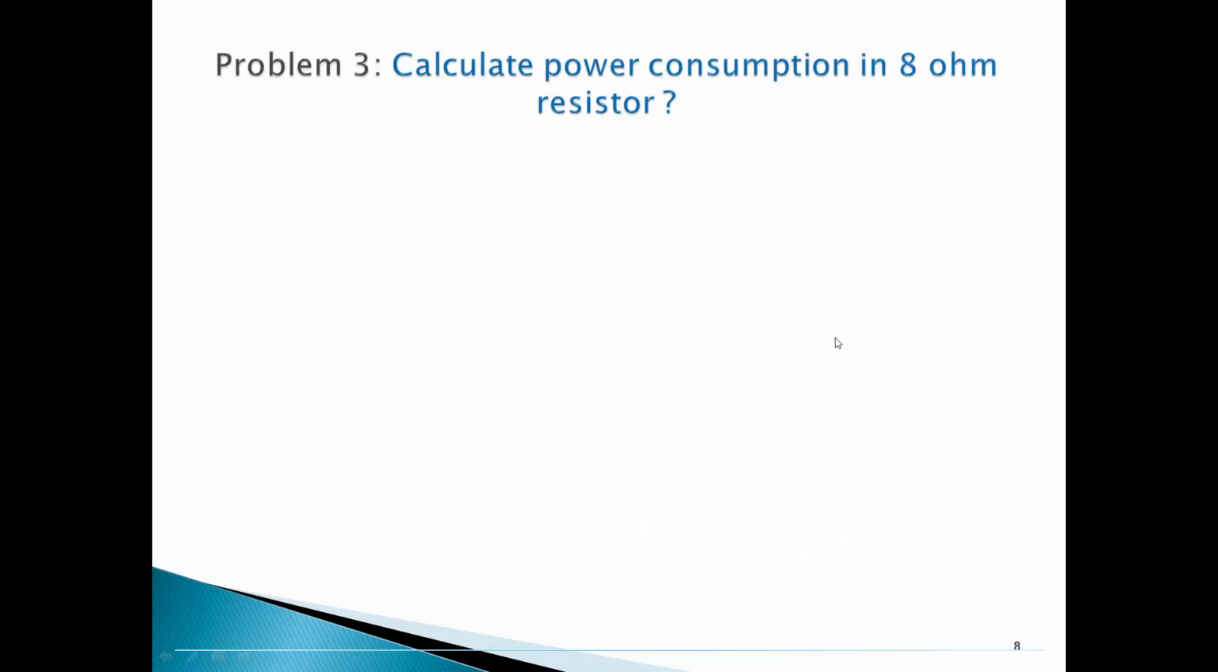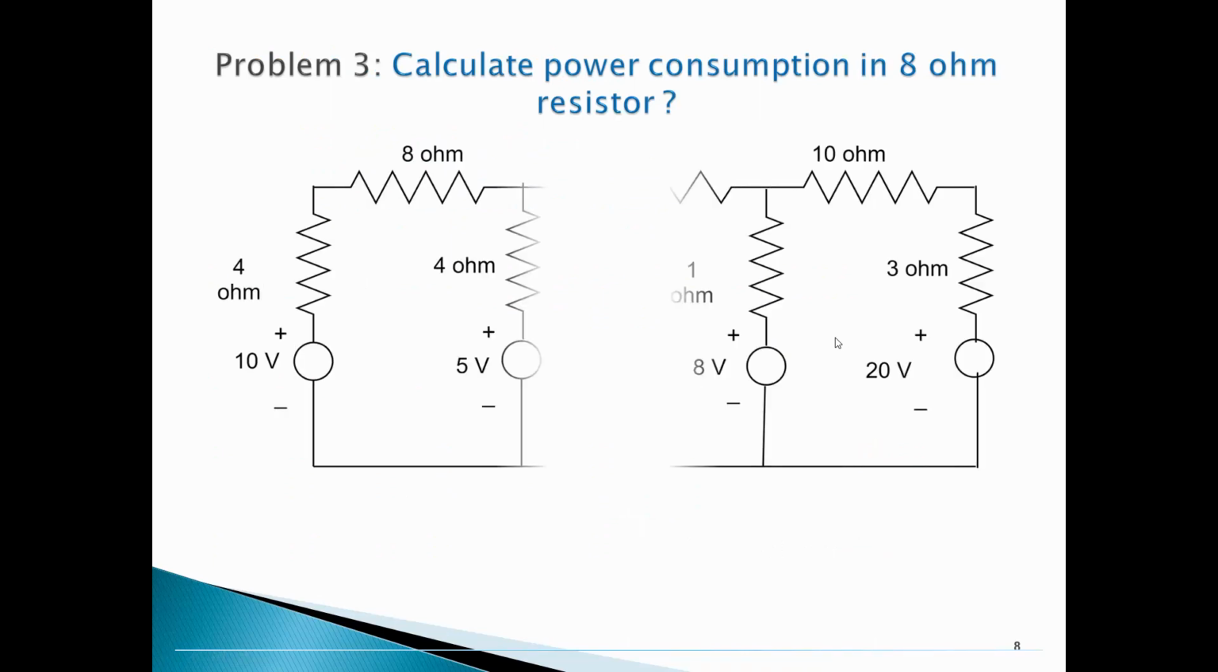Problem number 3: calculate the power consumption in the 8 ohm resistor of the following circuit. I have an 8 ohm resistor here. I want to find the current flowing through this 8 ohm resistor so that I squared R becomes the power consumption in this resistor. For that, I want to find the loop currents here, and thereby the current in the 8 ohm branch.